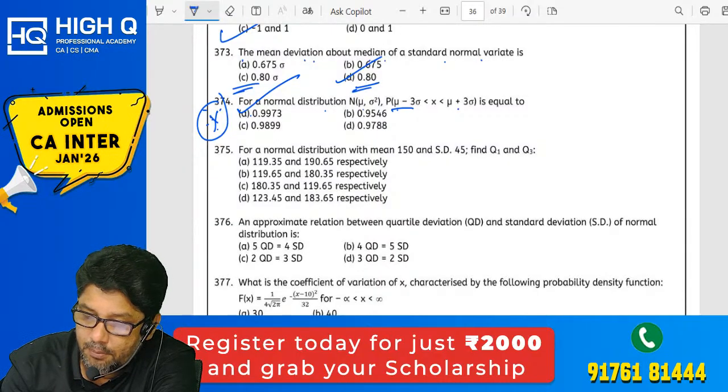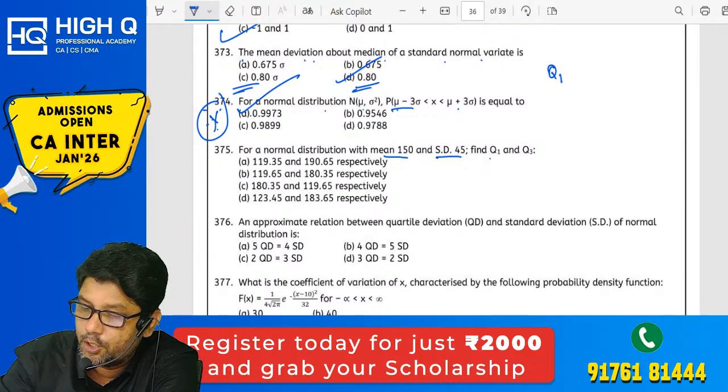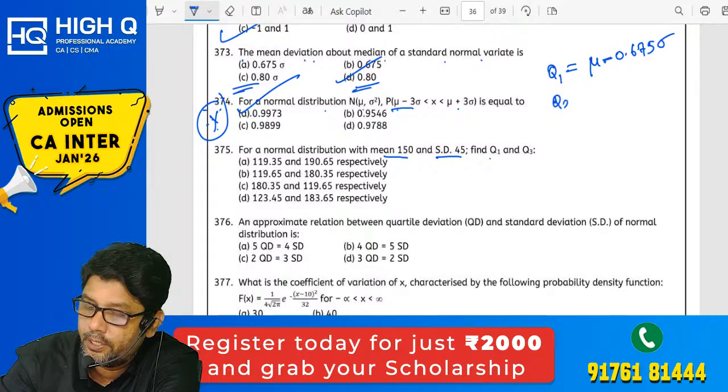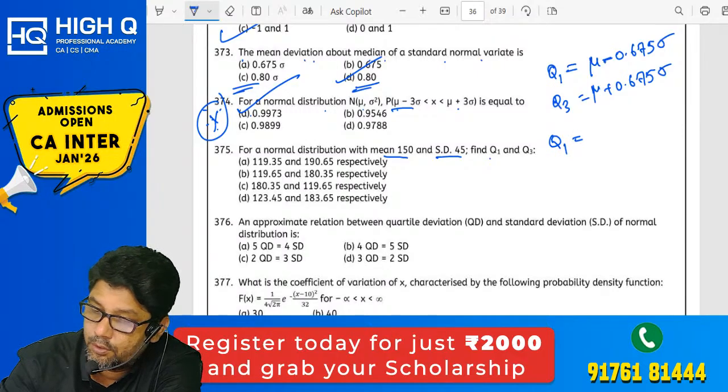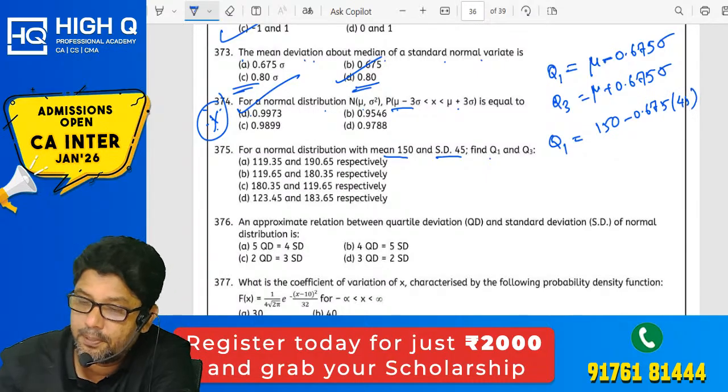Okay, the normal distribution, mean is 150, standard deviation 45, Q1 and Q3. What is Q1 equal to, my dear? Mu minus 0.675 sigma. What is Q3? Mu plus 0.675 sigma. What is Q1, my dear? We need to find out. So Q1 is equal to mu, which is 150, minus 0.675 times sigma, 45. Can you please complete this?